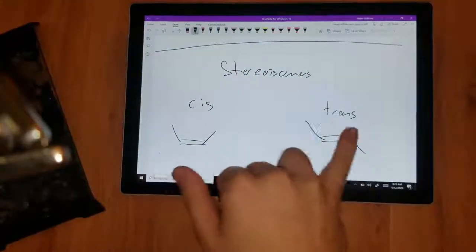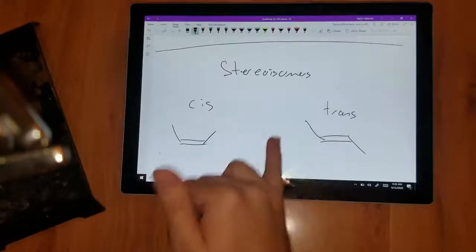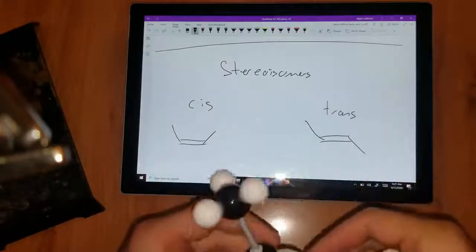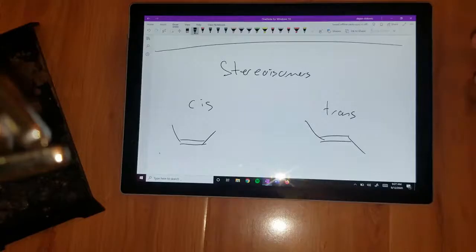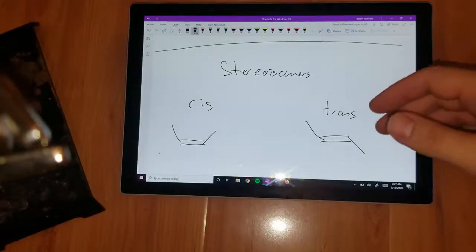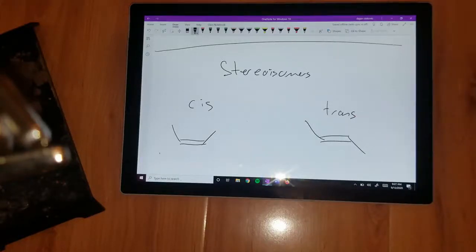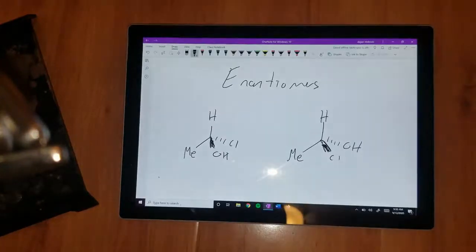And so at the end, these two are not mirror images of one another, right? They're not mirror images, but they're also stereoisomers of one another, and so we call these diastereomers. All right, next up, let's look at enantiomers.